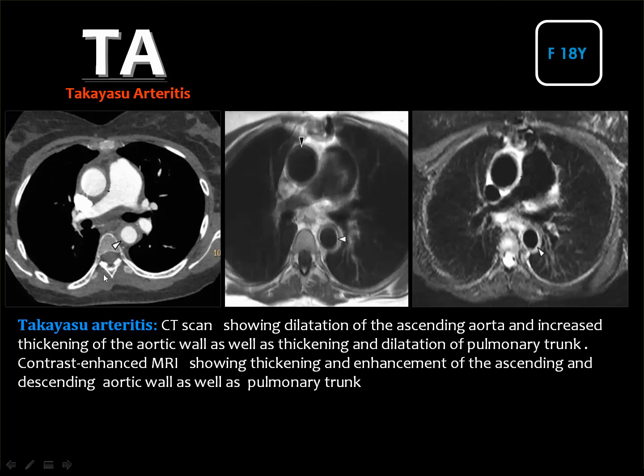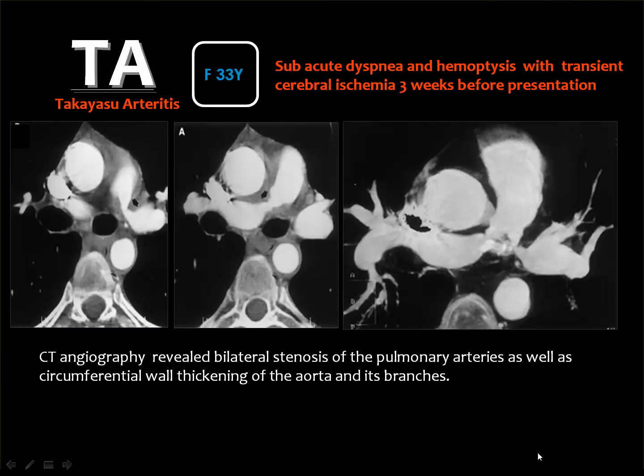And this shows that the enhancement of the vessel wall is much more evident on MRI because of the signal void appearance of the blood in the vessel, compared to the enhancement of the blood in the vessel on the CT scan, which may hinder the appreciation of enhancement of the vessel wall.